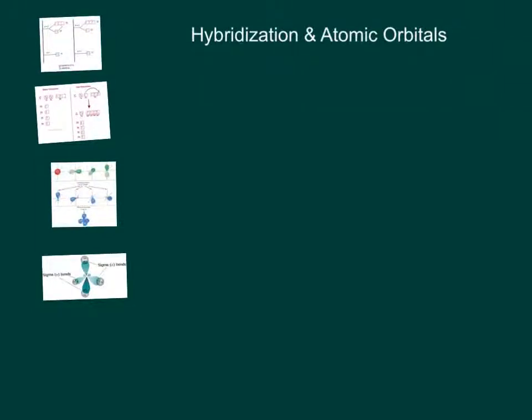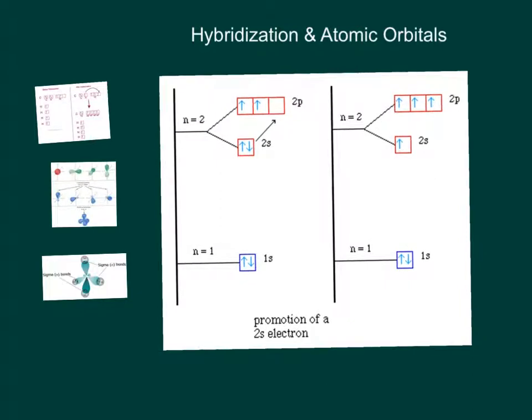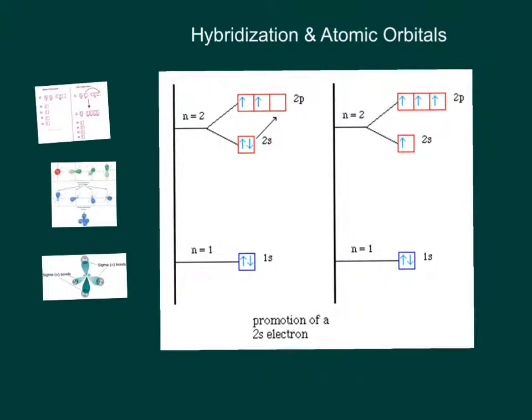This is a brief tutorial or review of hybridization and atomic orbitals. So let's just take a look at this first picture. We have here the different orbitals. This is orbital notation. So you've got the 1s2, and then it comes up to 2s2 and 2p2. So this is obviously carbon. So this is in the ground state.